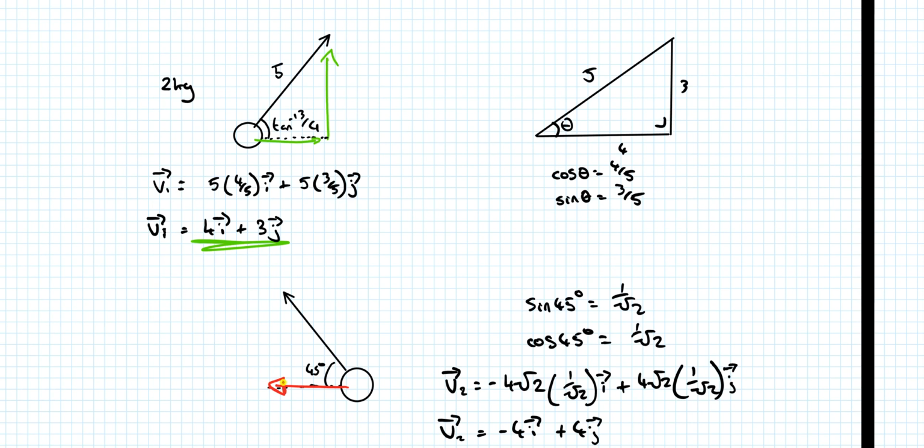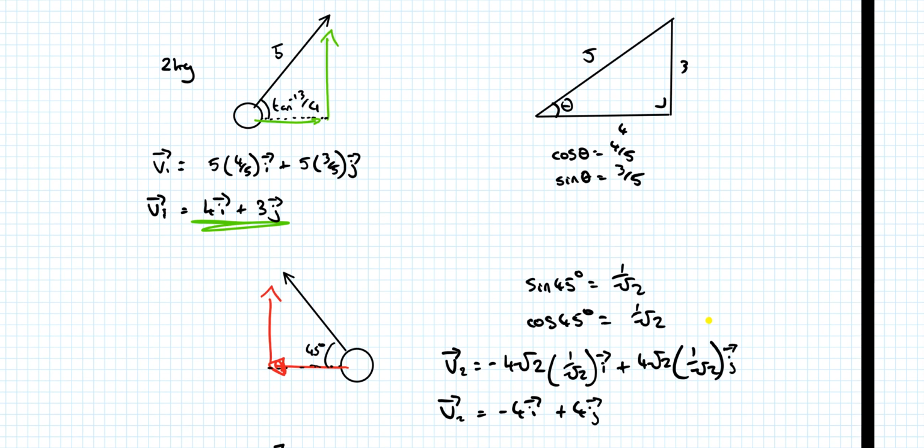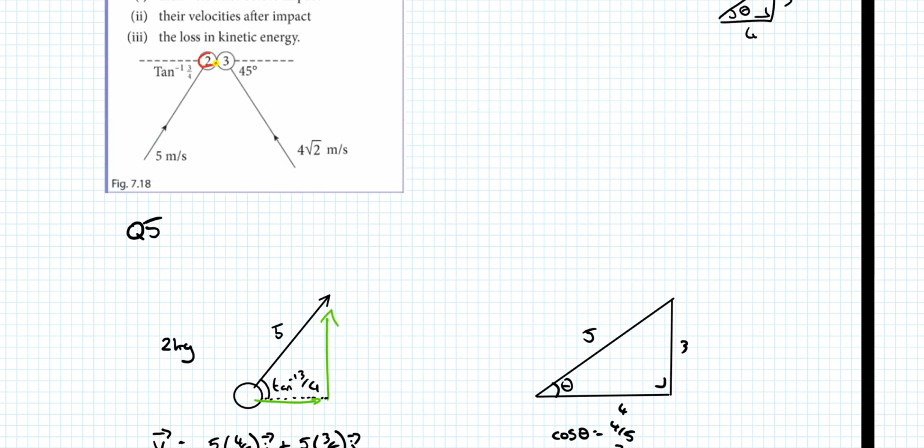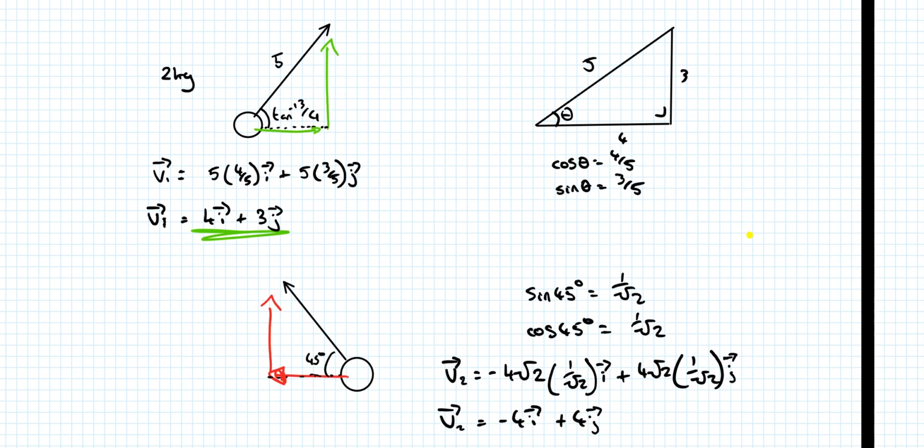It's going to be moving backwards, so negative in the i direction, but positive in the j direction. So it's negative 4√2 times 1/√2 i, and then multiplying 4√2 by 1/√2, because that's what sine of 45 degrees is, we're getting that it's moving in the negative i direction, but still moving positively in j. Okay, it's clear to see from the diagram what they collide along. They collide along the i axis, so that means the j velocity is going to remain the same.